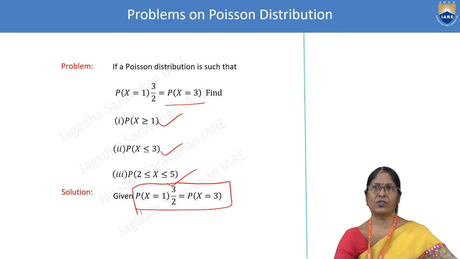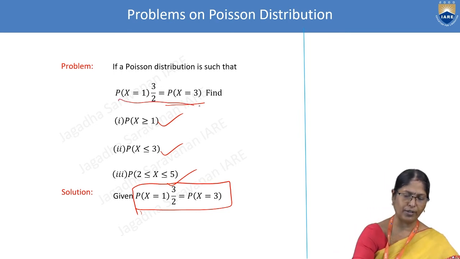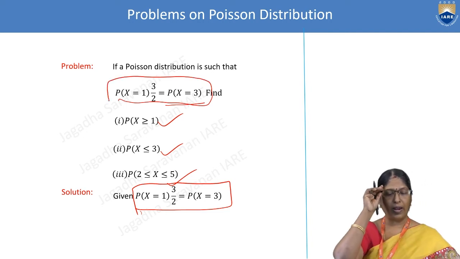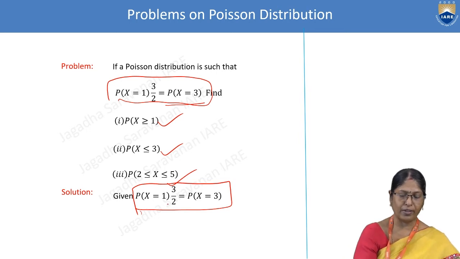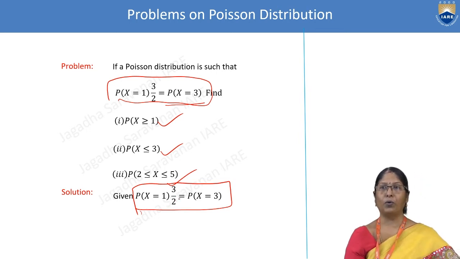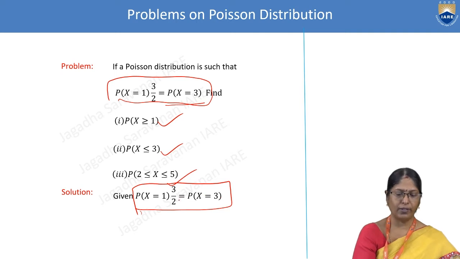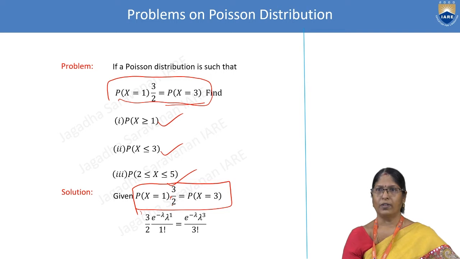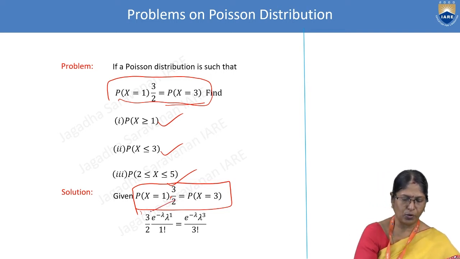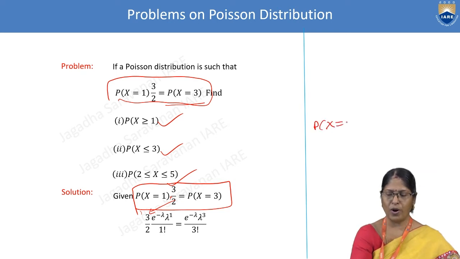So that is what we discussed in those problems. But here they gave some condition. There is no lambda, nothing is given. But the probability of x equal to 1 into 3 by 2 is equal to, when x equal to 1, x equal to 3, but this is multiplied by 3 by 2 times. So this 3 by 2 we have taken as it is. The P of x equal to 1 is there.